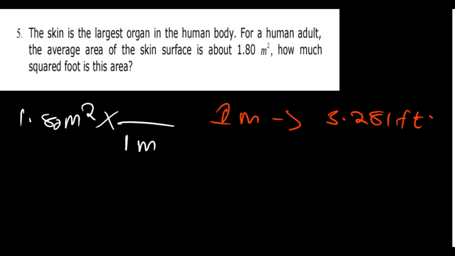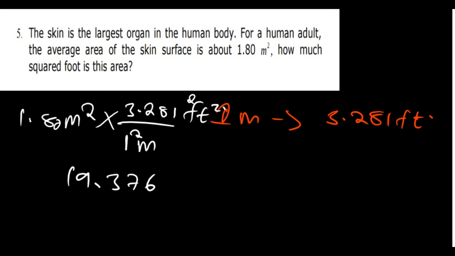We have 3.281, but it is squared, so we have to square this as well. So using our calculator, we're going to have 1.80 times 3.281, and now we have to square it. This is giving me 19.3769 feet squared.